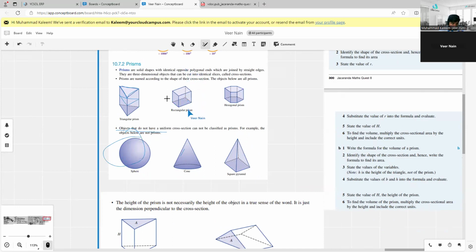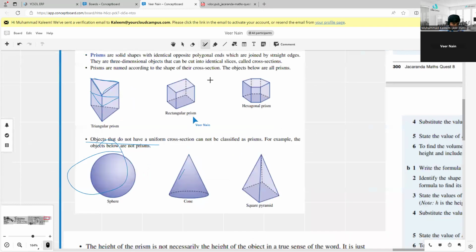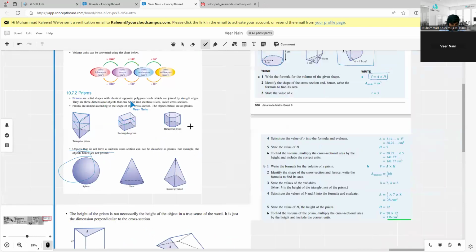Like this one is a box we have. Even if we check in the middle, it will be the same thing in the middle. At the bottom side we have the same face, at the top side we have the same face. So these are prisms. This one is a triangular prism, this one is a rectangular prism. Sometimes we have a triangular box like this.